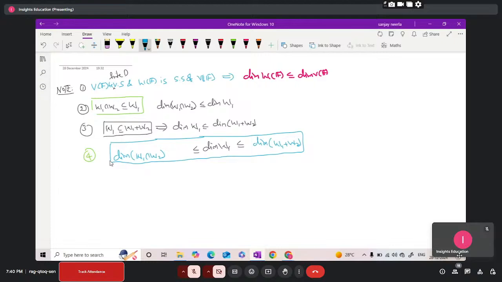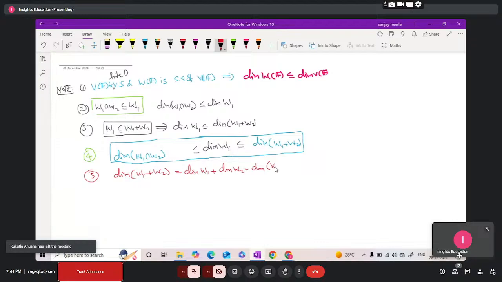Now the fifth one is already over, but anyway here I am writing again. The dimension of W1 plus W2 is equal to the dimension of W1 plus the dimension of W2 minus the dimension of W1 intersection W2. Okay. So this is now the sixth one.